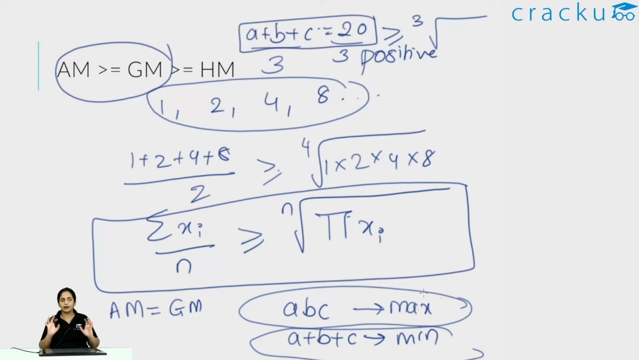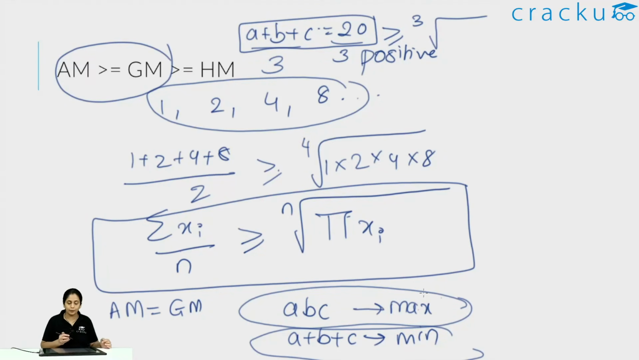The application in algebra will be clearer with the help of an example. So just remember, in most algebra questions, whenever you are asked for min of sum or max of product, you have to use the AM-GM property.